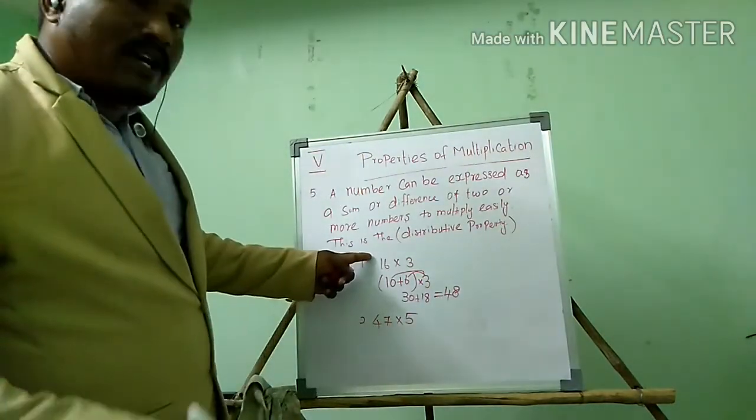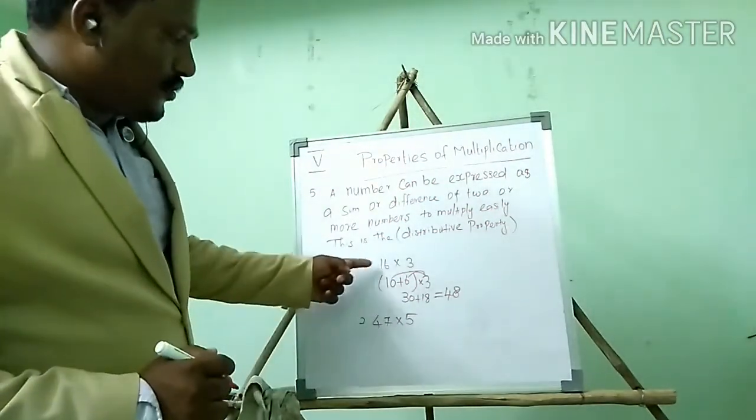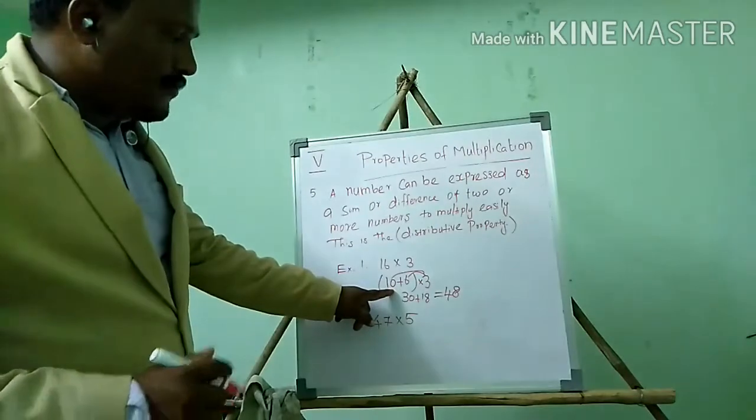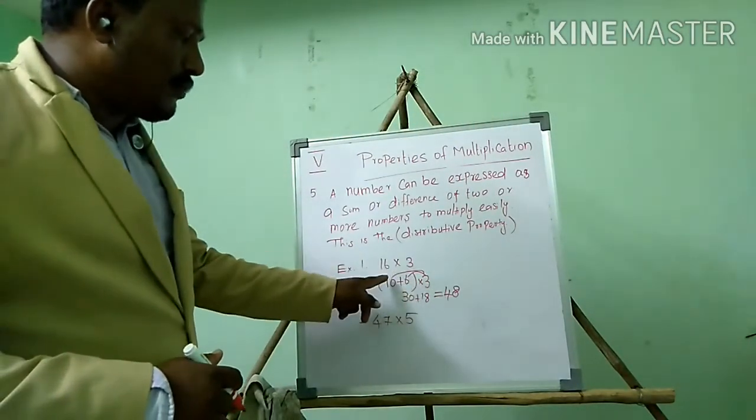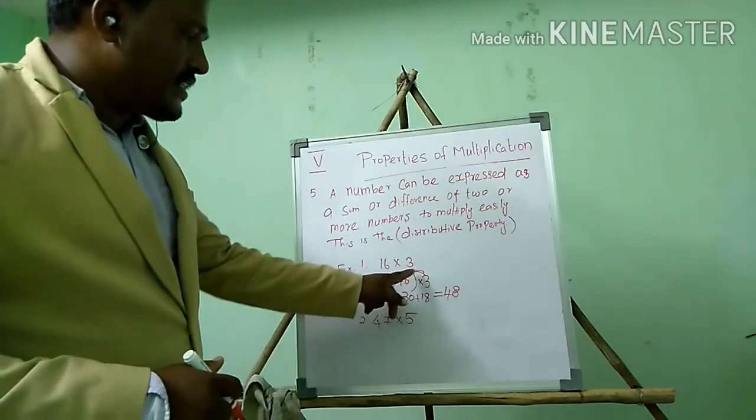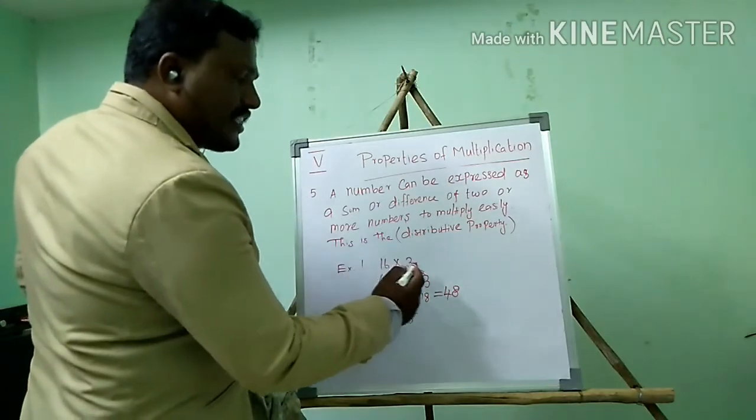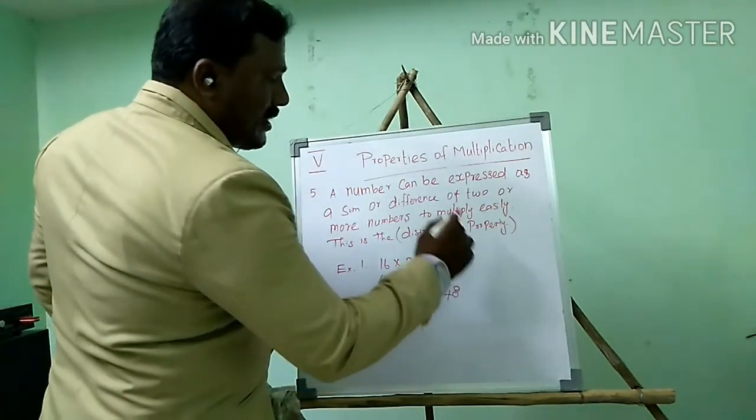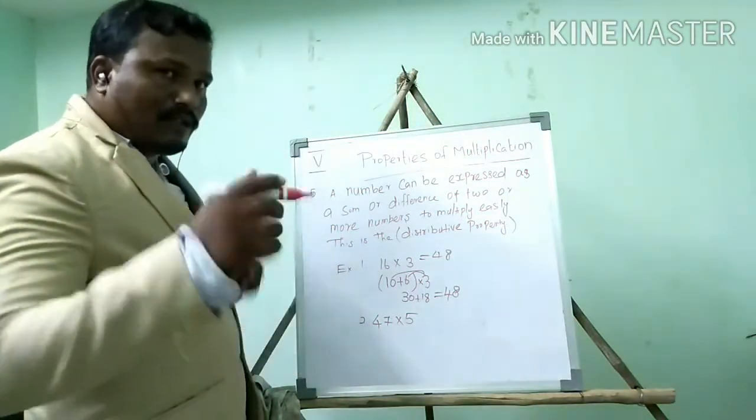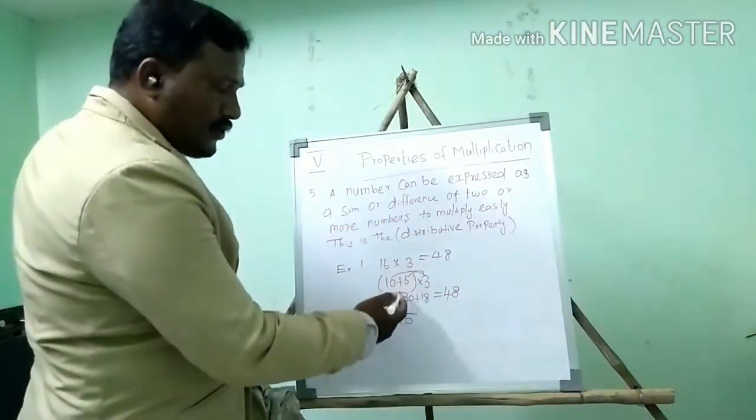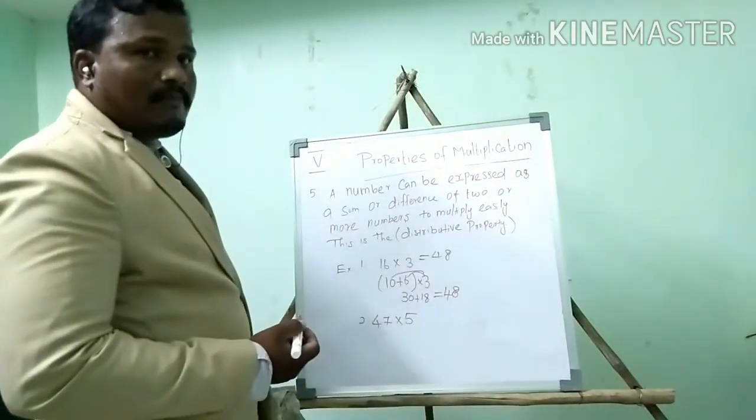Before it was difficult, now we can multiply easily. 16, I took as 10 plus 6. So 10 times 3 is 30, then 6 times 3 is 18, now 48. If you multiply 16 times 3 directly, it is 48 only. But if you know the method, you can easily find the solution. If you don't know, you cannot find it out. So if you use this expressed method, you can find the proper answer.